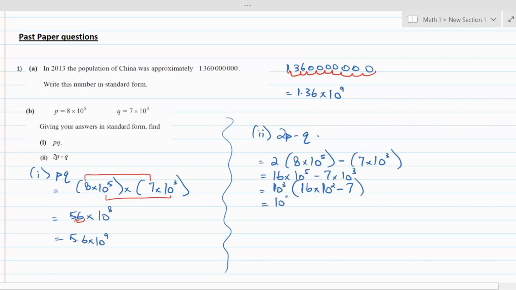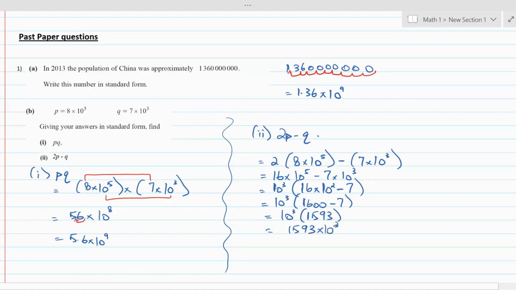So finally, this is 10 power 3 into 16 times 10 squared, minus 7. 10 squared is 100. So 16 into 100 would be 1600 minus 7. 1600 minus 7, that would be 1593. Writing this as a standard form, we'd have 1593 into 10 raised to the power 3.